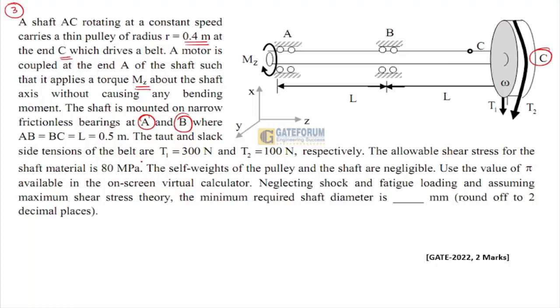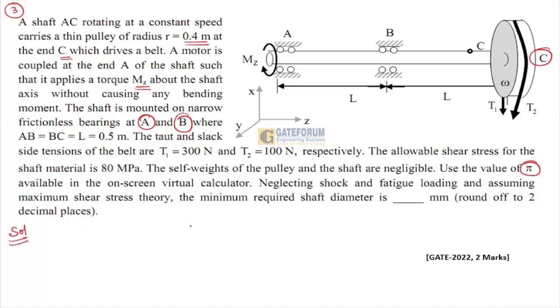The allowable shear stress for the shaft material is 80 megapascal. The self weight of the pulley and the shaft is negligible. Use the value of pi on the on-screen virtual calculator. Neglecting shock and fatigue loading and assuming maximum shear stress theory, the minimum required shaft diameter is dash.